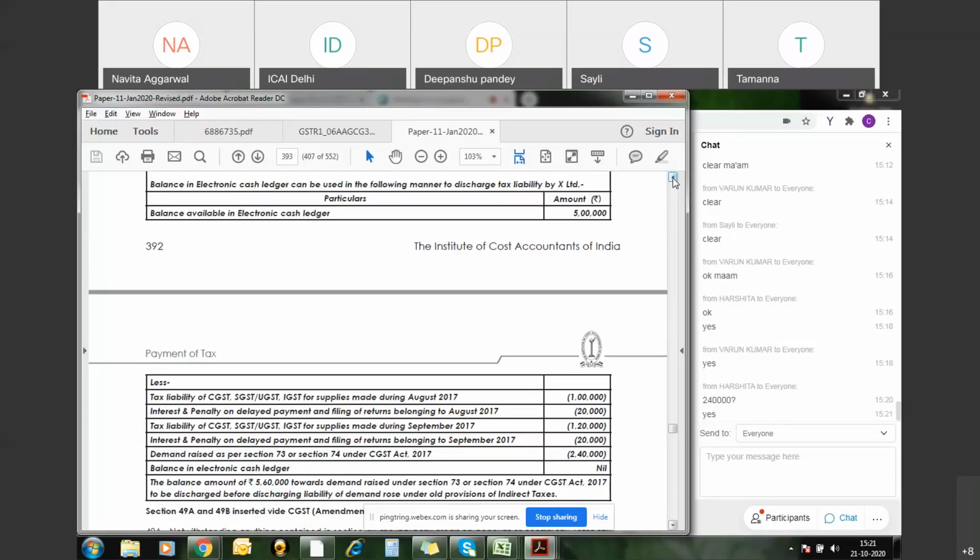So this is how it has been set off. Under the old provisions, that means any liability under the old regime, is to be set off once any demand raised under this CGST Act has been set off first, and then if there is any demand because of some old provisions of the indirect tax, that will be set off later. Clear with this example?